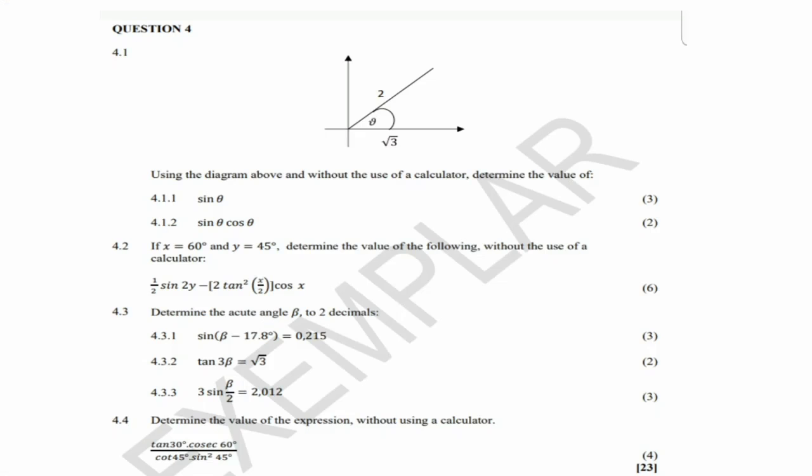So we have question 4. It says, using the diagram above and without the use of a calculator, determine the value of 4.1.1 sine theta and 4.1.2 sine theta times cos theta, right? So how do we go about answering this one?